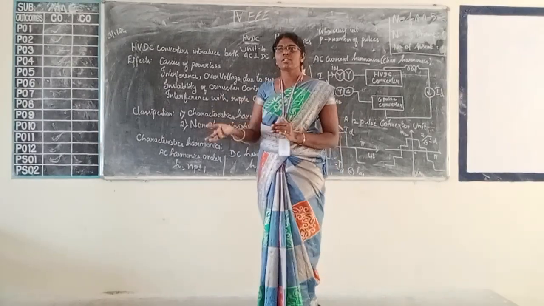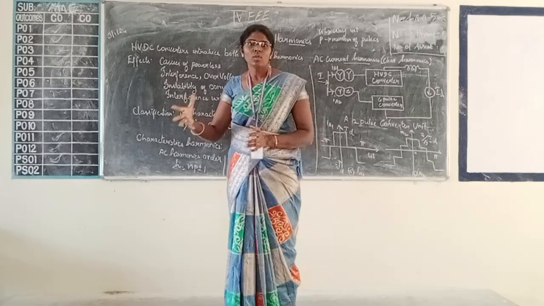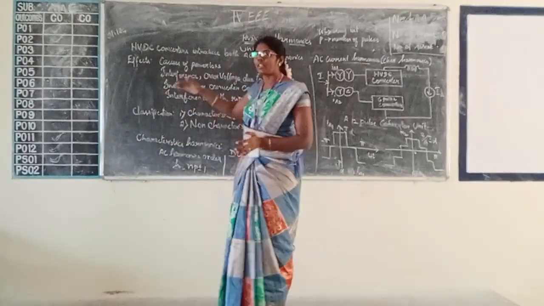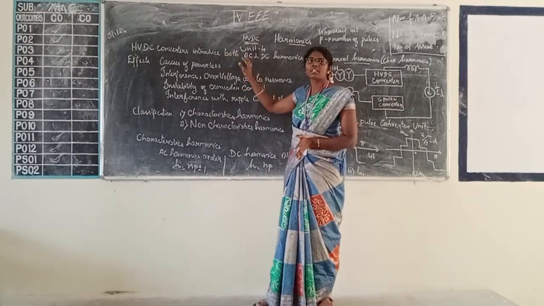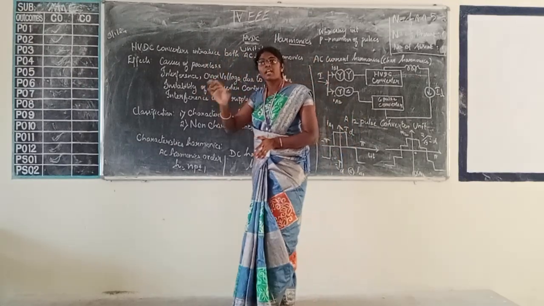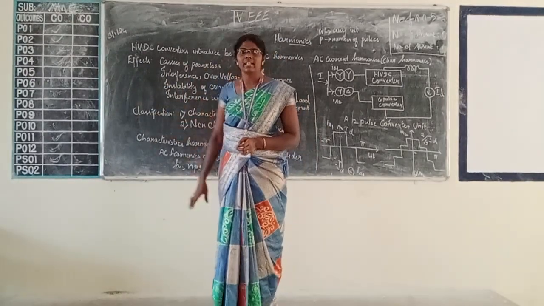Let's say we are converting high power AC into DC, that is, high voltage DC. So both AC harmonics and DC harmonics are introduced. The AC harmonics are on the AC system side, and the DC harmonics are after conversion, down the DC line.